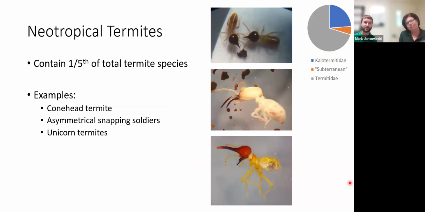Then we'll make our way over to the neotropics. This one only has about 20% of our total termite species in the world. I have some examples here of ones that I was lucky enough to collect when I was in Costa Rica. So we have conehead termites, which we'll talk about more, at the top, asymmetrical snapping soldiers in the middle, and then what I call the unicorn termites at the bottom. We'll, I think, cover each.